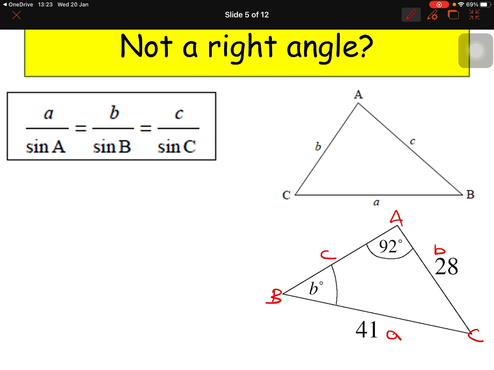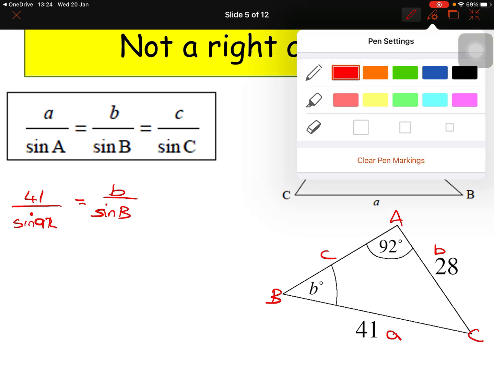What that now means is, as long as I've got a matching pair, so if I fill in my little formula from above, I know that 41, because that's the side length for A, over sine of 92 is the same as 28 over sine B.